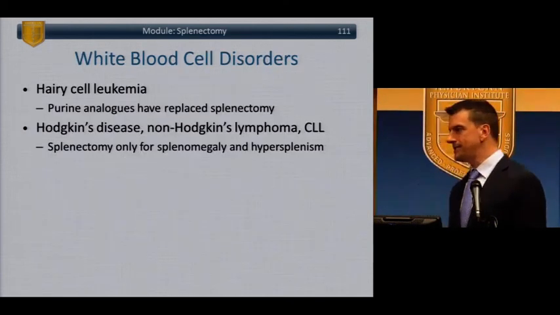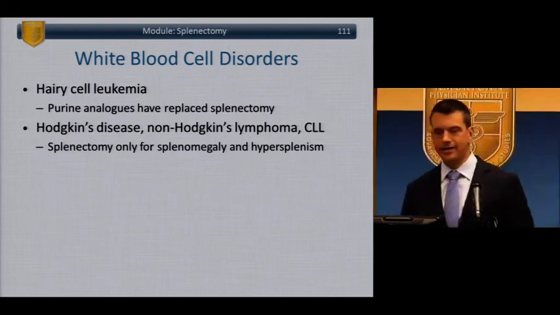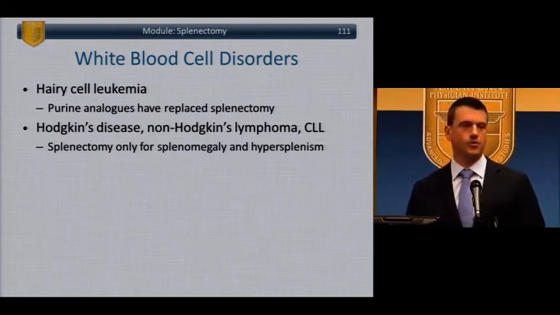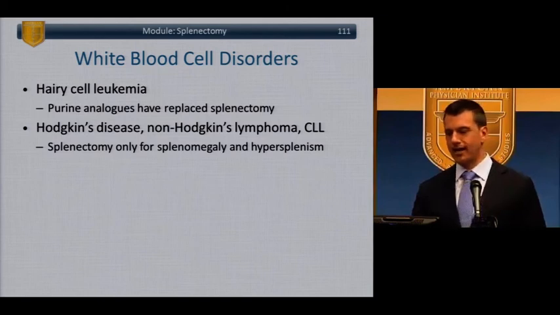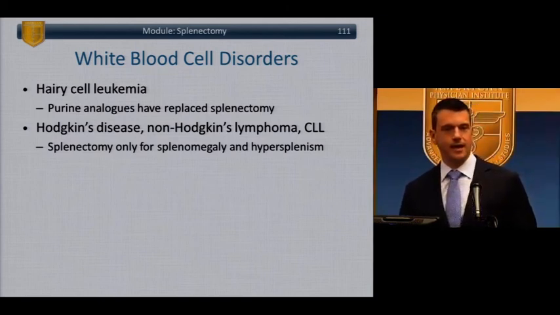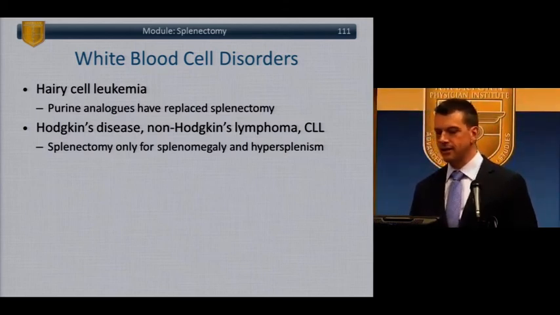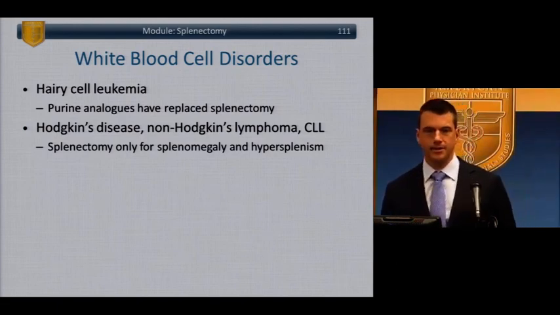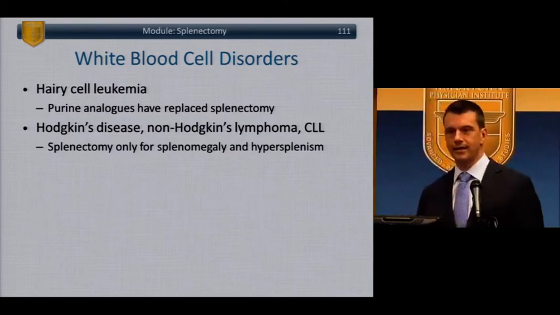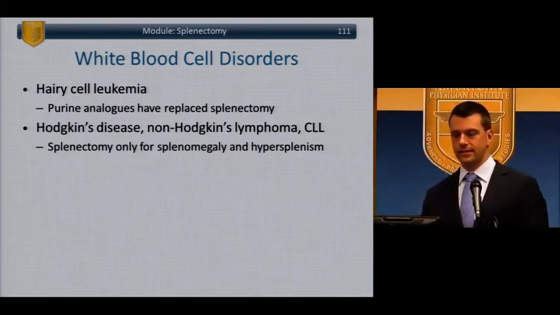Some of the white blood cell disorders that have been indications: hairy cell leukemia. This was an indication in the past. Now purine analogs have replaced splenectomy for this, and drugs like that have removed the need in this case. And then Hodgkin's disease and non-Hodgkin's lymphoma, only again if there's splenomegaly or hypersplenism. There's no role for a routine splenectomy for staging lymphomas.